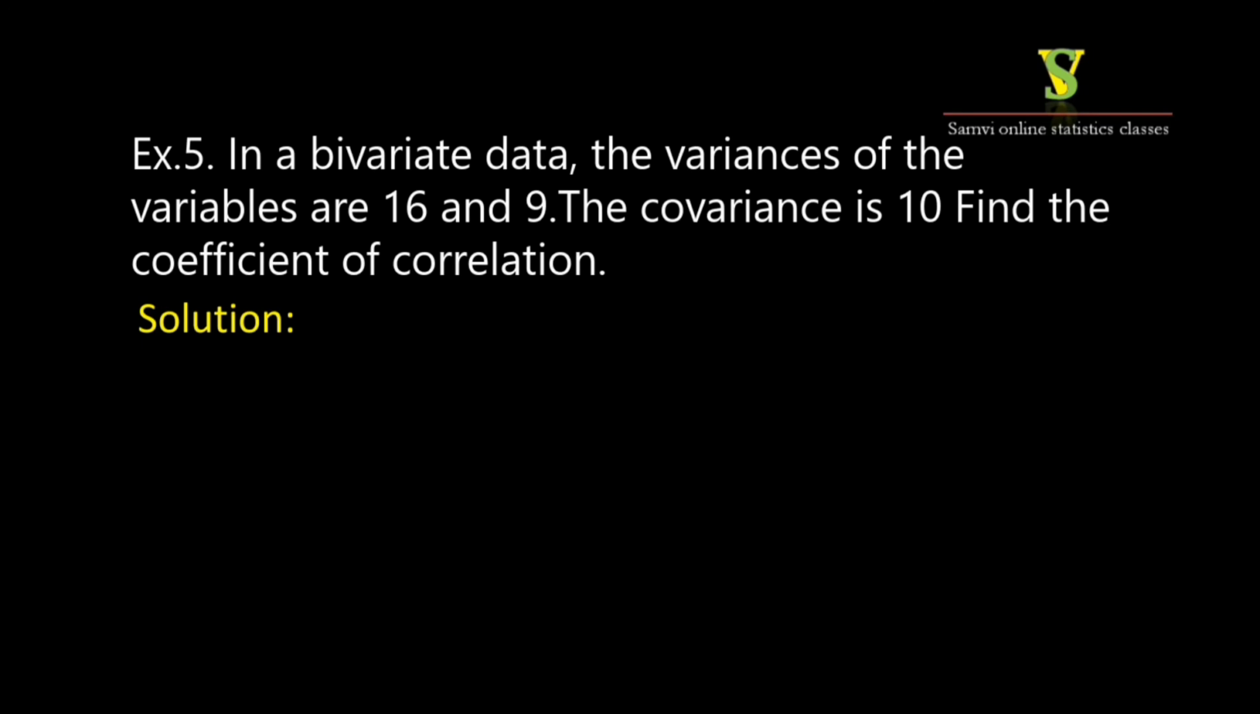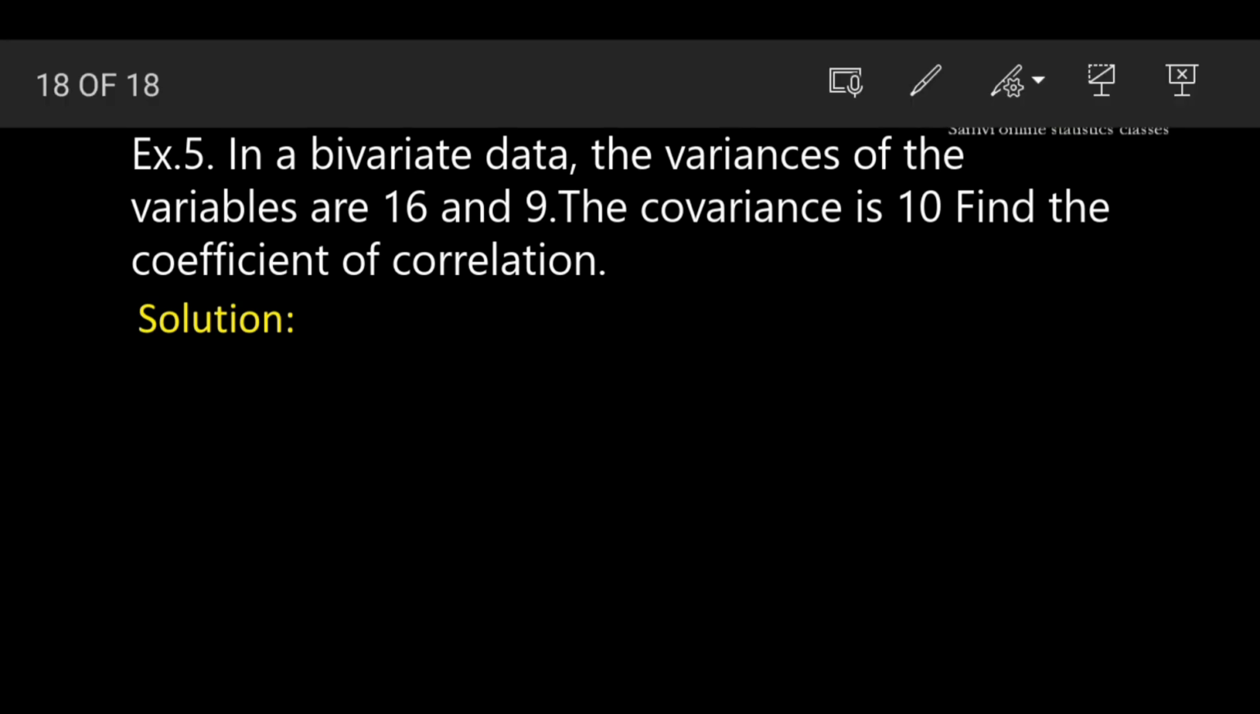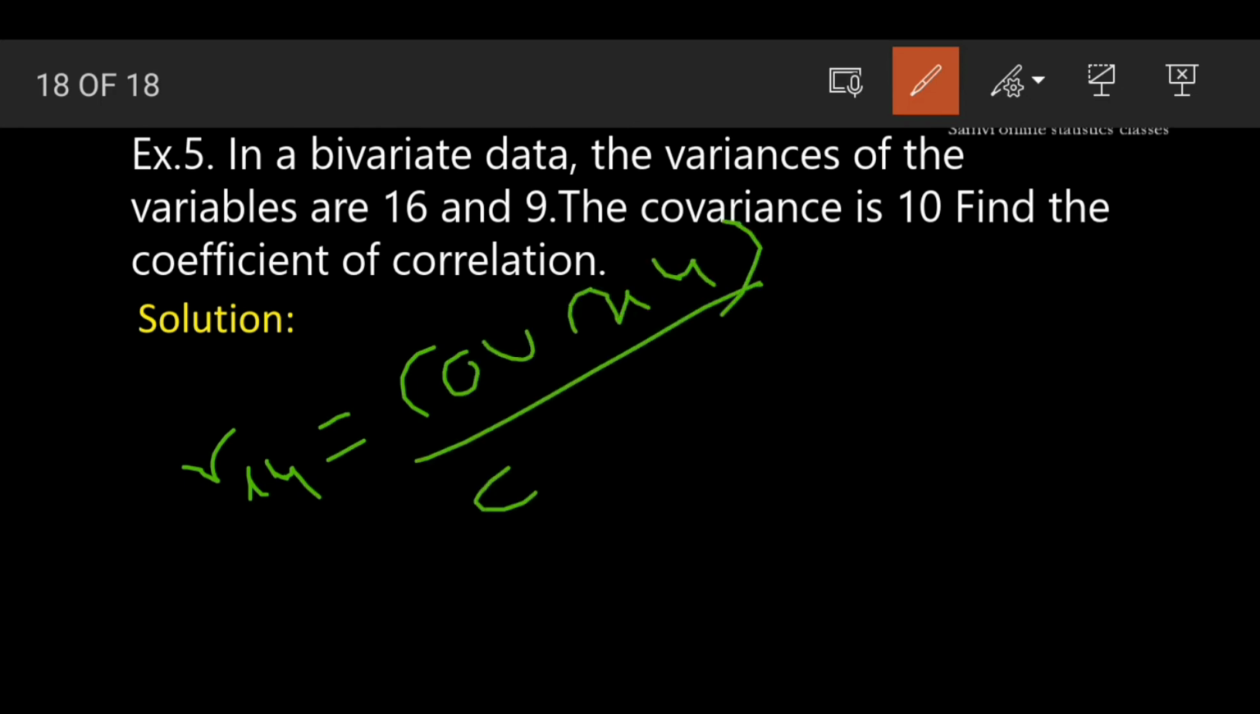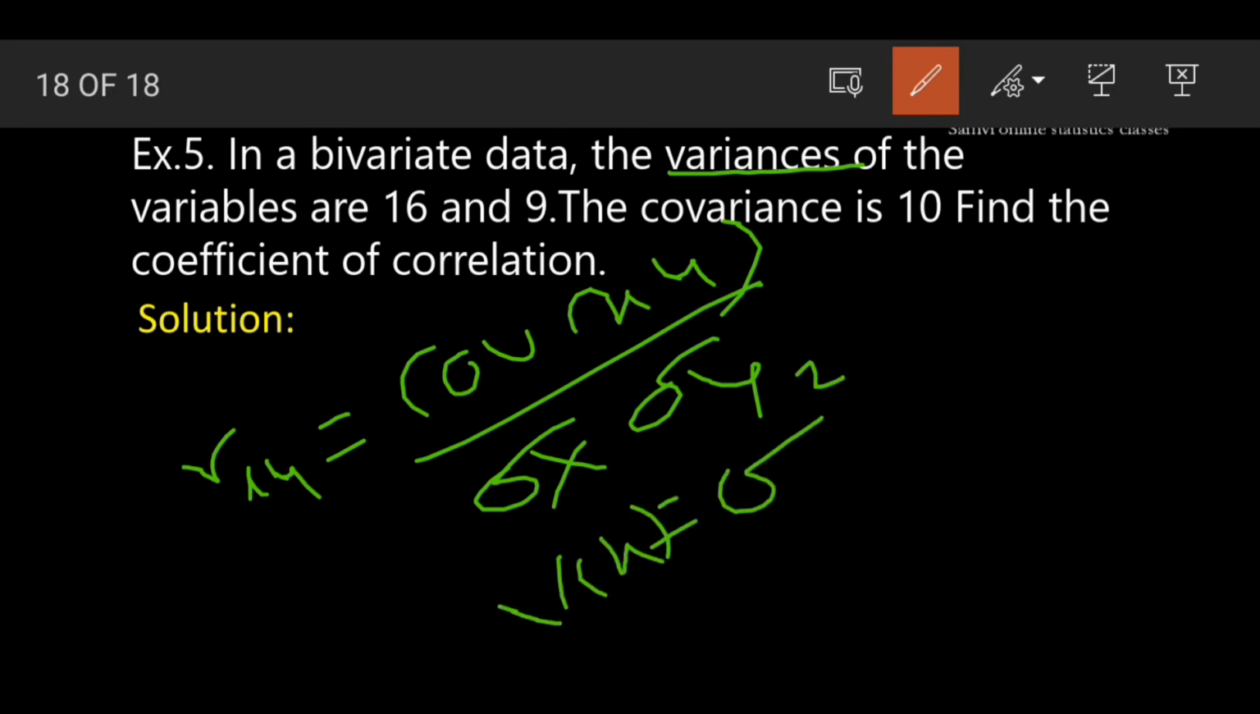Example 5. In a bivariate data, the variances of the variables are 16 and 9. The covariance is 10. Find the coefficient of correlation. So we know the formula for correlation coefficient. Rxy is equal to covariance of xy divided by standard deviation of x into standard deviation of y. But in this example, they have given variance. So variance is nothing but the square of standard deviation.